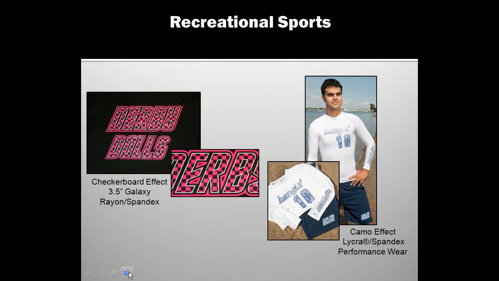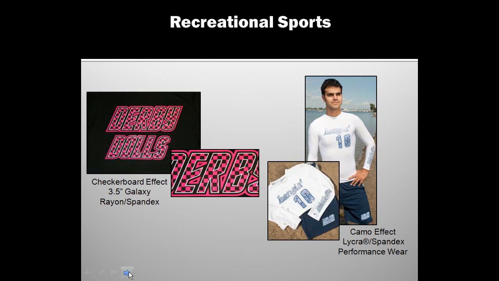And the next thing we're going to talk about is recreational sports. The big thing right now with girls is the roller derby. So here we chose to do a checkerboard effect to show you how that would come out. And this is a 3.5-inch in size, and the style there is Galaxy. And we were able to italicize that. So there's different options you can use on the Design Wizard to get different looking effects. And this happened to be on a rayon spandex t-shirt.